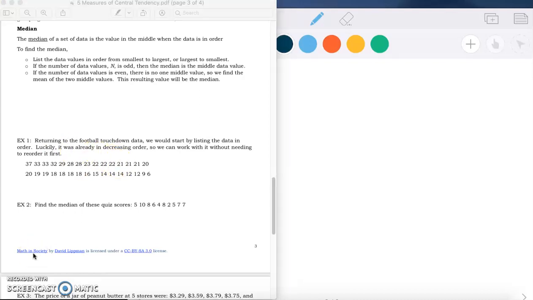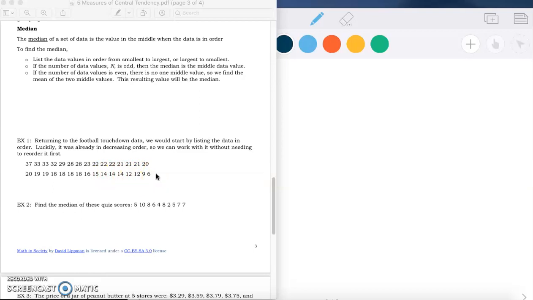So recall from above, we have 31 values. That means we don't even need to find a middle between two. We can just look at the middle one. So let's just double check that we have 31. We have 1, 2, 3, 4, 5, 6, 7, 8, 9, 10, 11, 12, 13, 14, 15, 16, 17, 18, 19, 20, 21, 22, 23, 24, 25, 26, 27, 28, 29, 30, 31. So 31 data values, so we need to find the middle one.